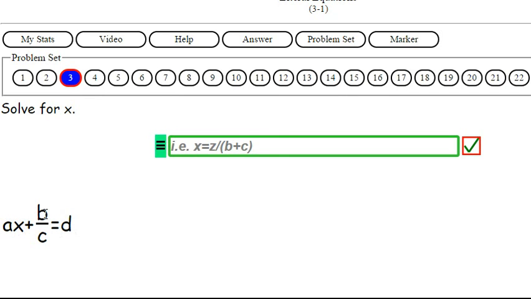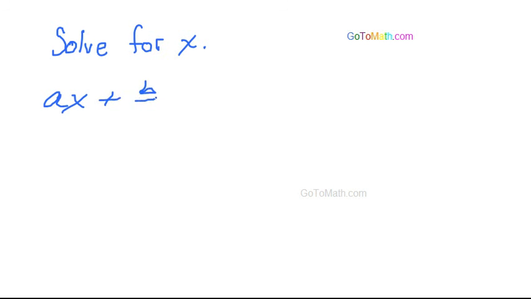Alright, we have ax plus b over c is equal to d. And we're going to solve for x, so we'll just rewrite this problem right here. Solve for x. That equation was ax plus b over c is equal to d. And we want to solve for x.